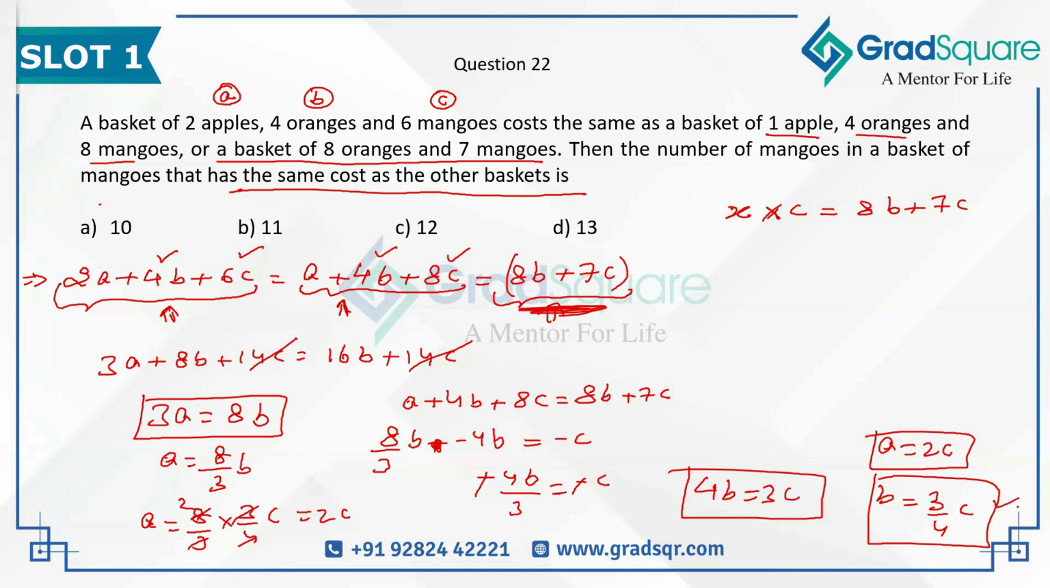So B in terms of C is 3 by 4C. So 8 times 3 by 4C plus 7C is what you are looking at. So this then makes it what? 13C on the right hand side should be equal to X times C. C will get cancelled out. The value of X, which was the number of mangoes in that basket, should be 13. Option D, 13 should be the correct answer for this question.